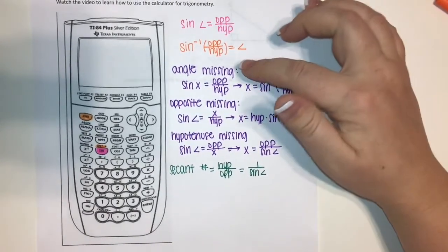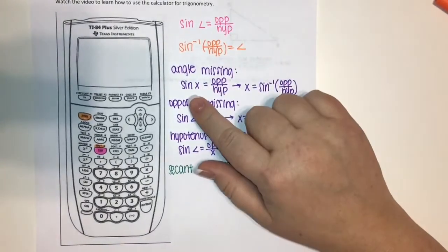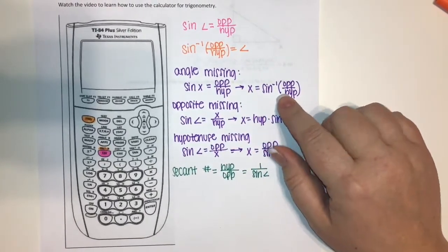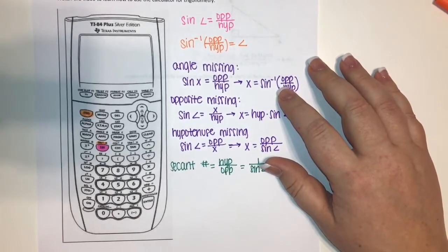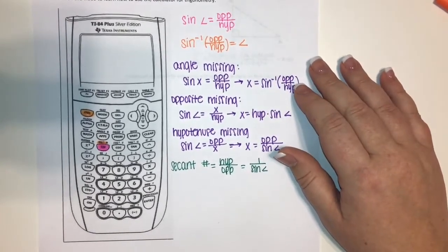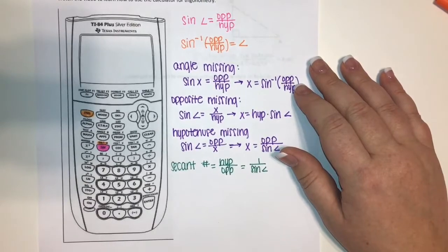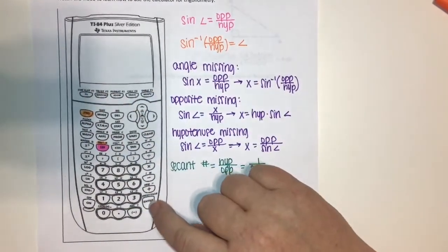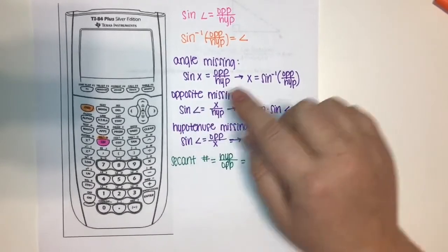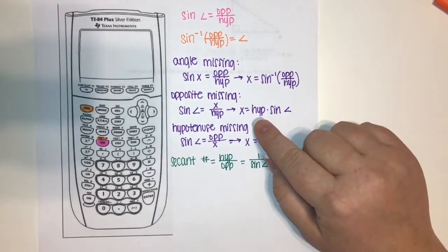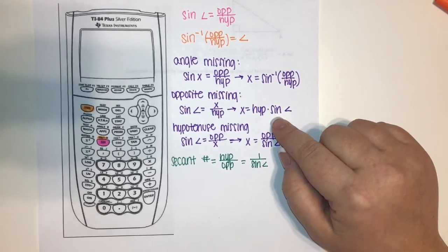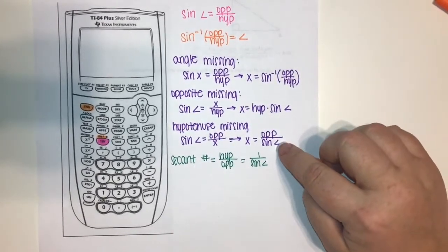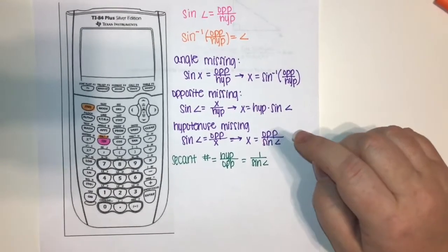So you see here, if we have our angle missing, we're going to do x equals the inverse sine of opposite over hypotenuse. And again, you can either do the opposite divided by the hypotenuse, or you can use the cool little function on your calculator where you do alpha y equals enter. If your opposite is missing, then you're going to do the hypotenuse times the sine of the angle. And if your hypotenuse is missing, you're going to do the opposite divided by the sine of the angle.